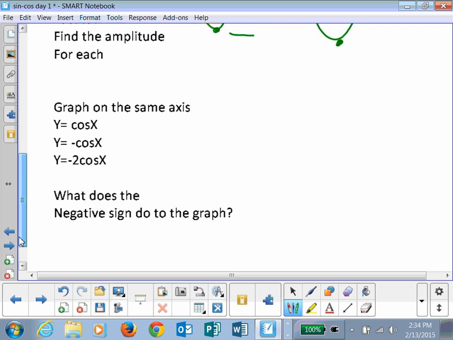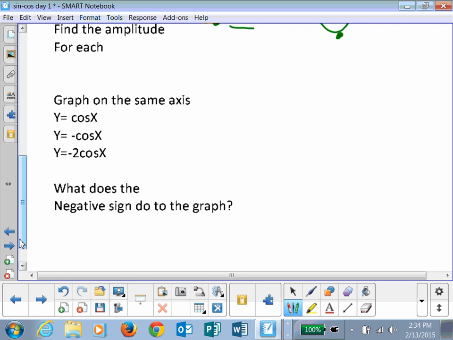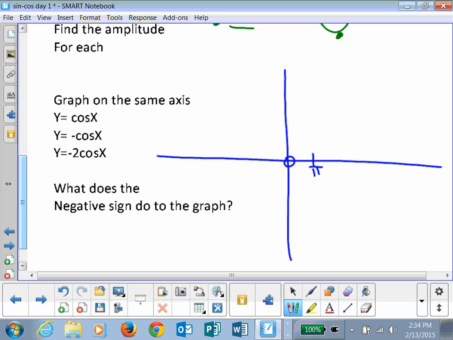Okay. So let's go on to the cosine curve. Clearly we know that the amplitude is going to be that number out in front. So for the cosine's general curve, we're going to assume that we're just doing 2 pi for our domain, or period. So this is going to be pi over 2, pi, 3 pi over 2, and 2 pi. And then I'll go in the other direction: negative pi over 2, negative pi, negative 3 pi over 2, and negative 2 pi.